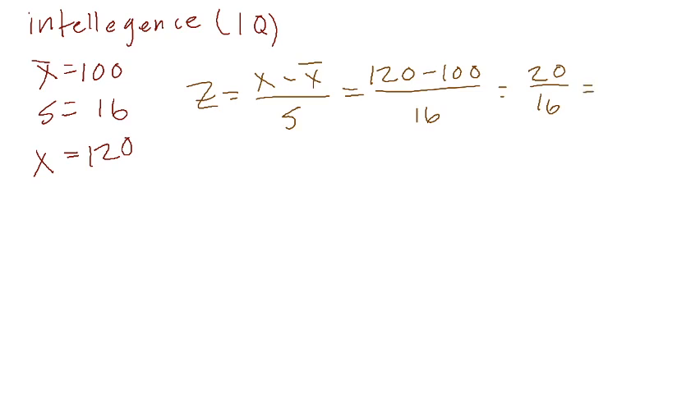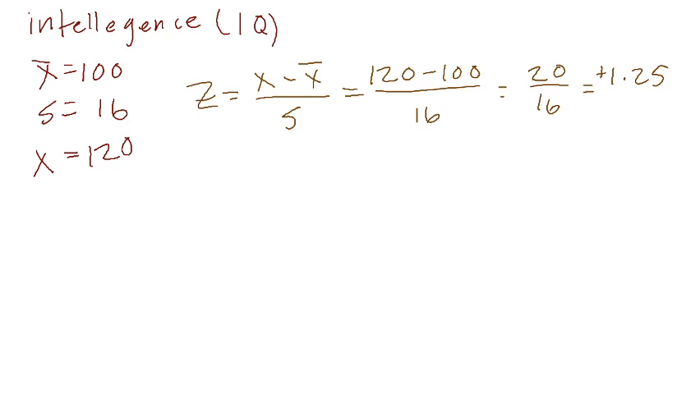And then what do we get? We get something like a positive 1.25. All right, a z-score of 1.25. So what do we make of this? Let's do some drawing. Let's get a normal curve in here.